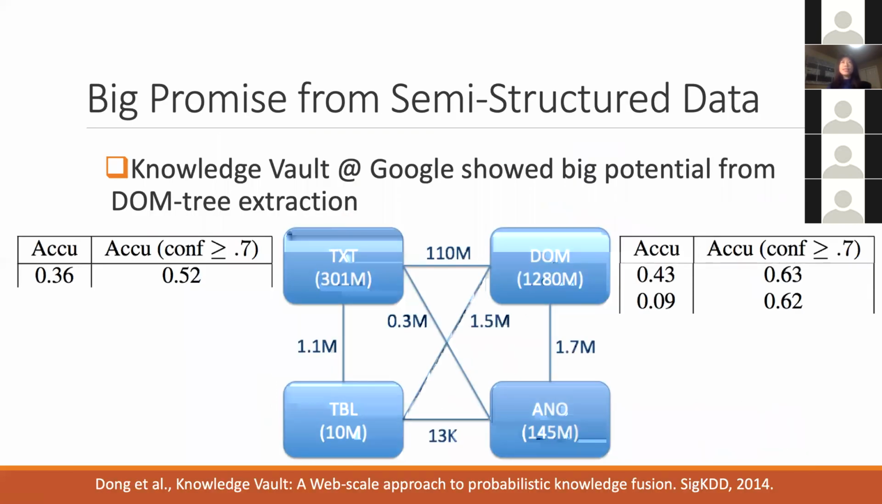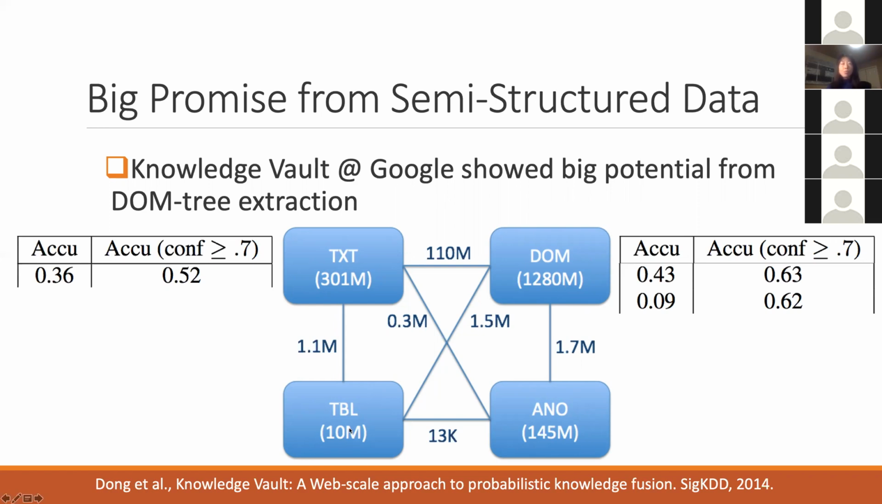So why do we consider semi-structured websites? This is because, according to some previous projects, we can see big promise in it. That is the project Knowledge Vault that I was involved in when I worked for Google, where our goal is to extract knowledge from the web. We consider 4 types of web content. The first is text, which are the articles and news that we are all familiar with. The second we call DOM trees, and this is the semi-structured data we have just seen.